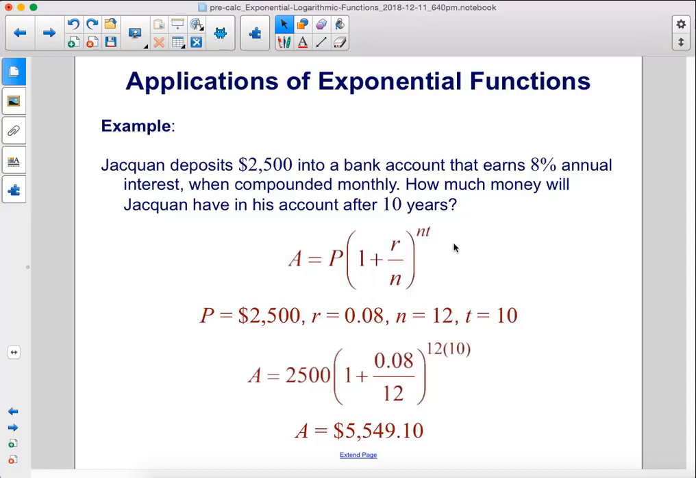Here is our compounding interest equation. We have a principal of $2,500, a rate of 8%, which is 0.08. We're going to be compounding monthly, which is 12 times a year, so n is 12, and it's going to be 10 years, so t equals 10. We plug in all of the numbers, and we find that A, his account balance after 10 years, is $5,549.10.